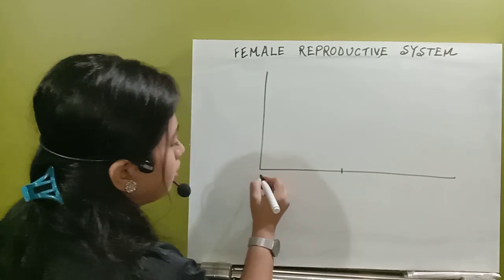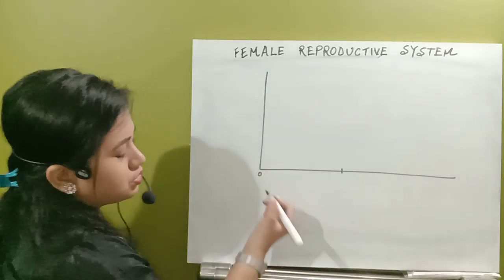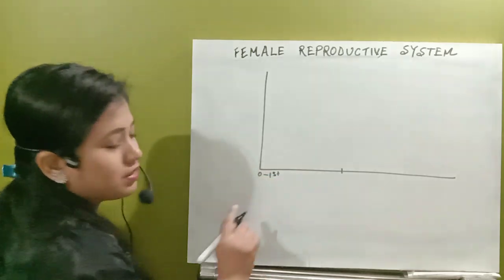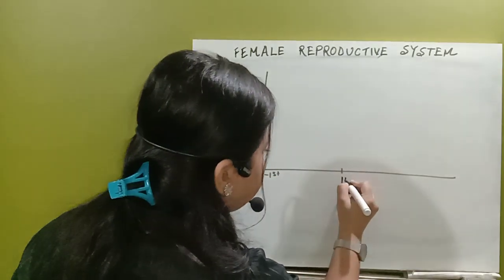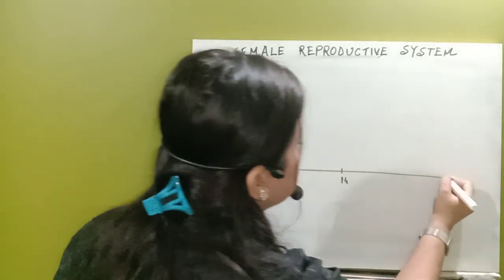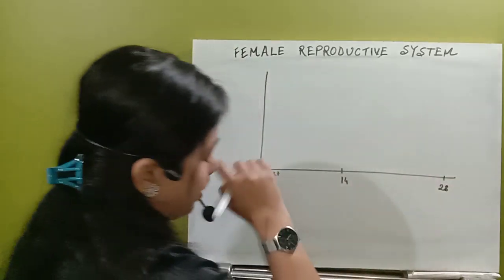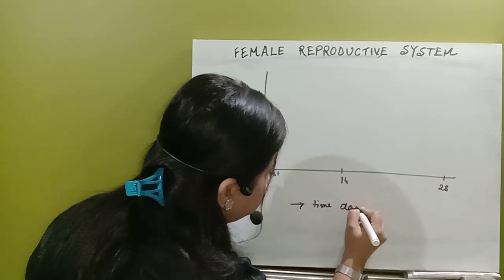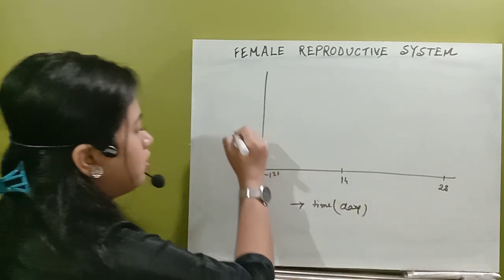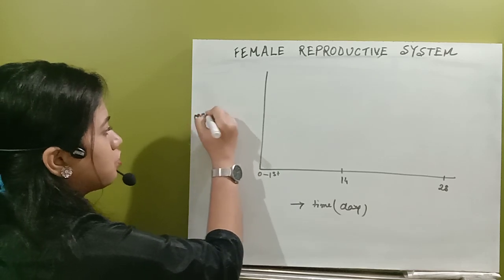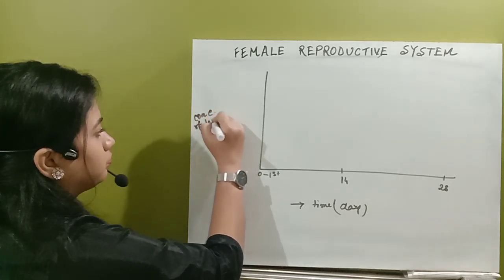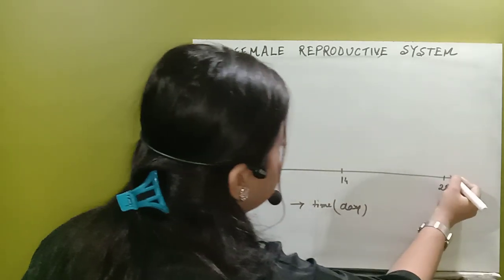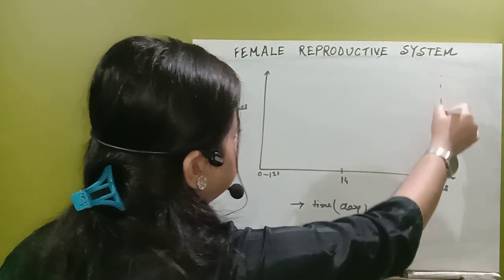First of all, the first day will start from day 0, from 0 to 1 day. This is the middle, that is the 14th day, and this is the 28th day, suppose. So here we'll count the time in days, and here we'll see the concentration of hormones. So let's see first of all what happens here.